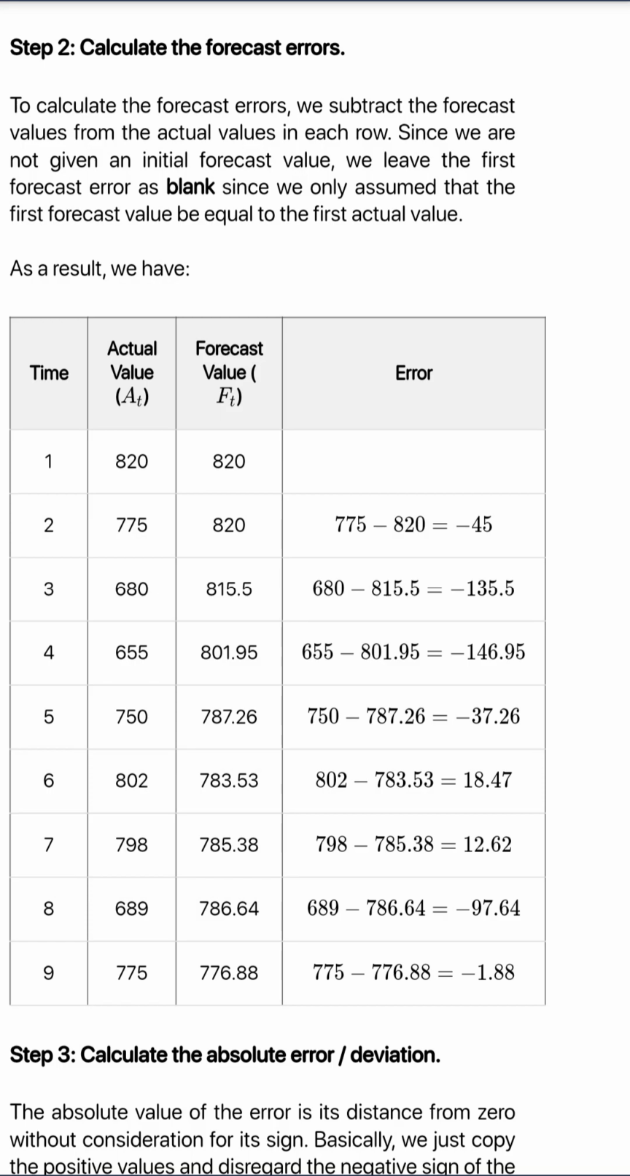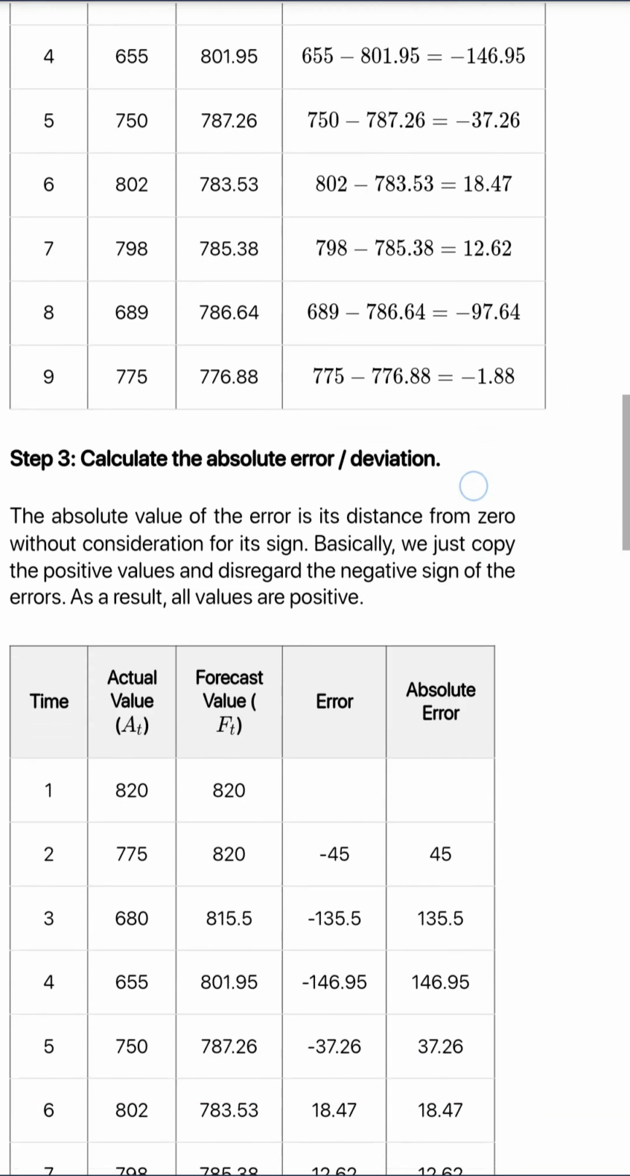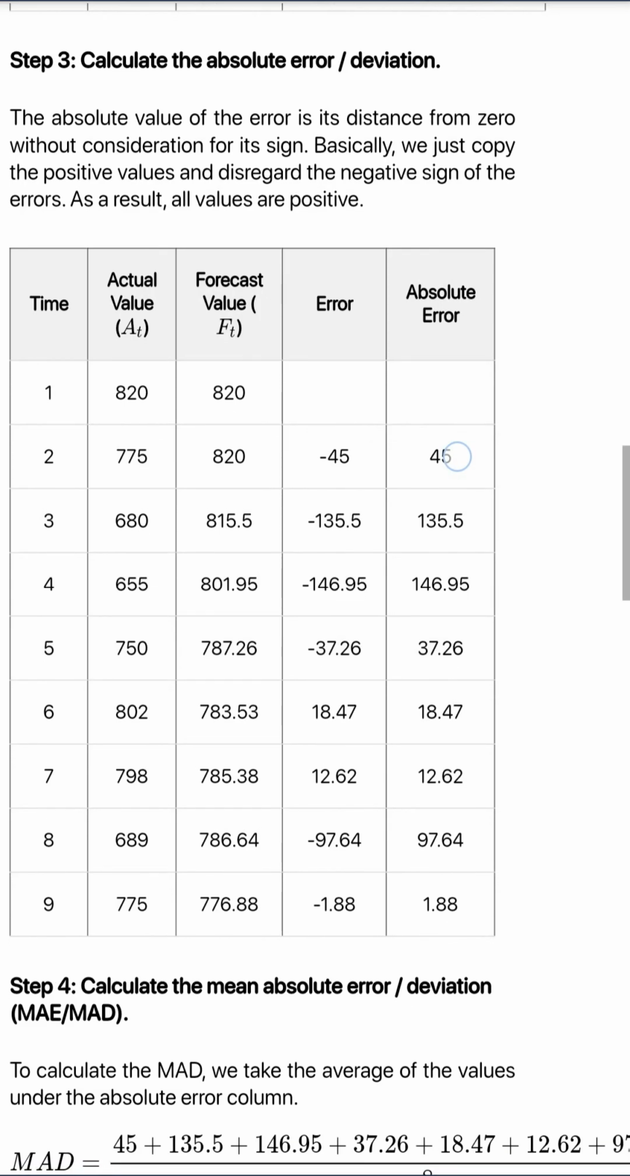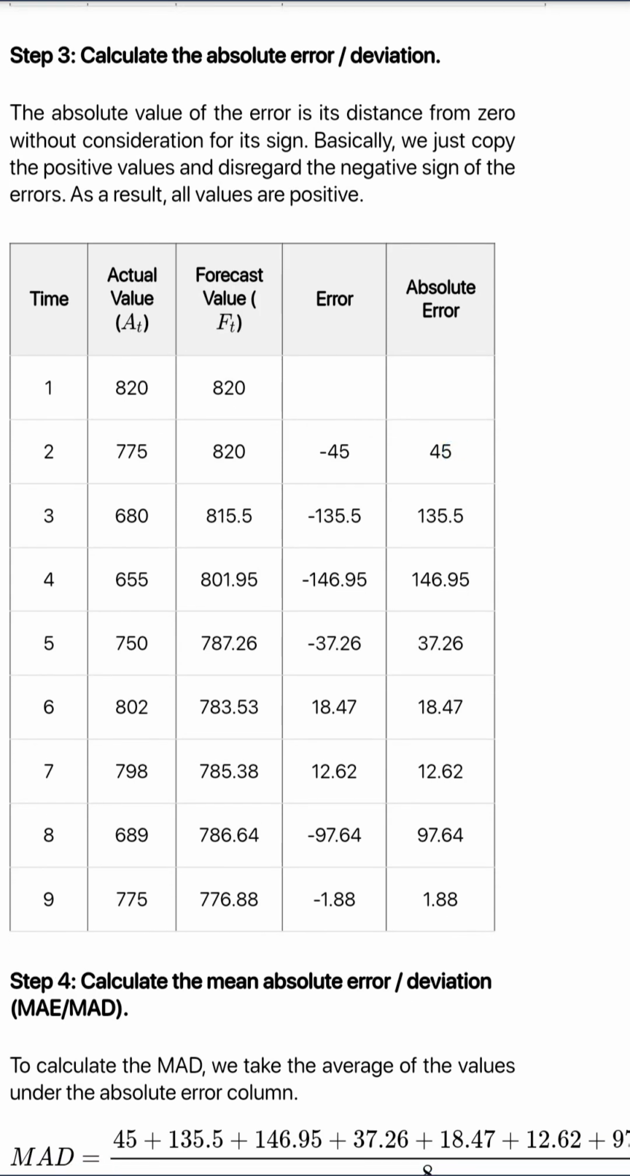Observe that in this column, forecast errors can either be negative or positive. Since we assumed that the first forecast value is equal to the first demand value, the error and all subsequent parameters for the first row in the calculation table are left blank. In step 3, we calculate the absolute errors. In simpler terms, we force the values of the errors to be positive.